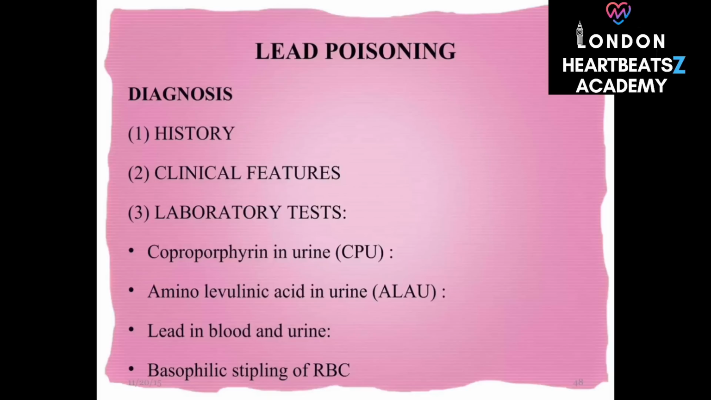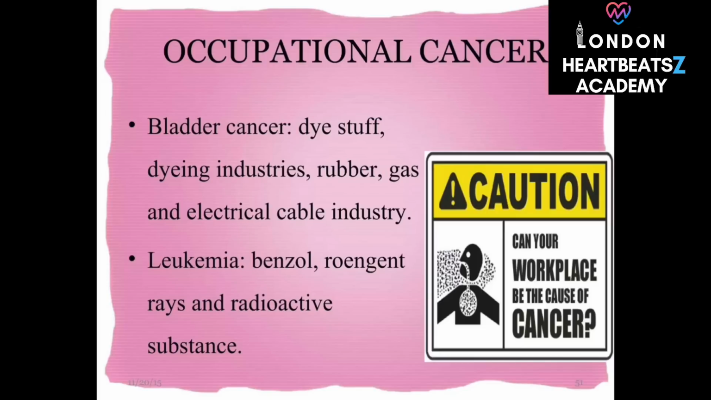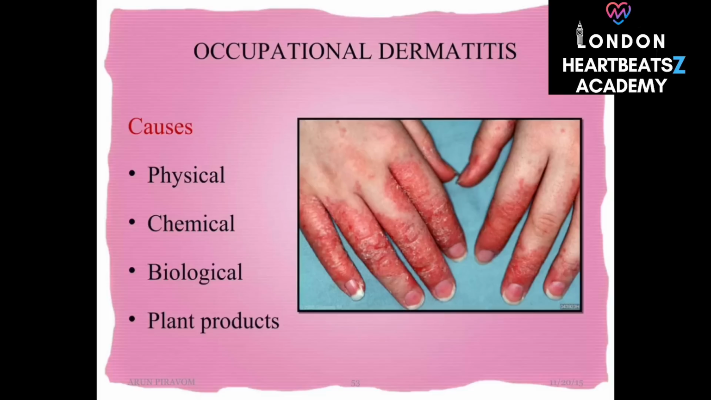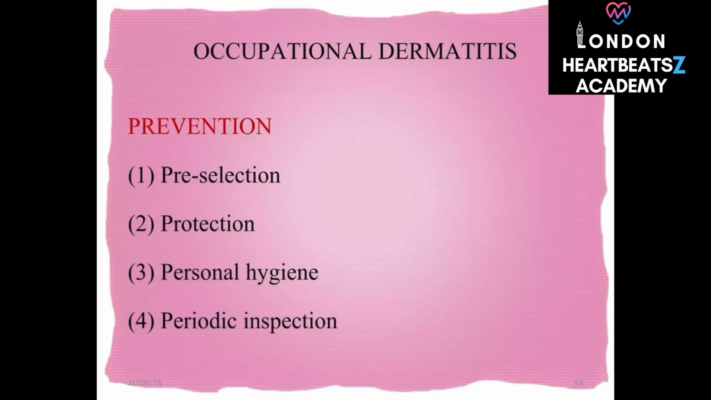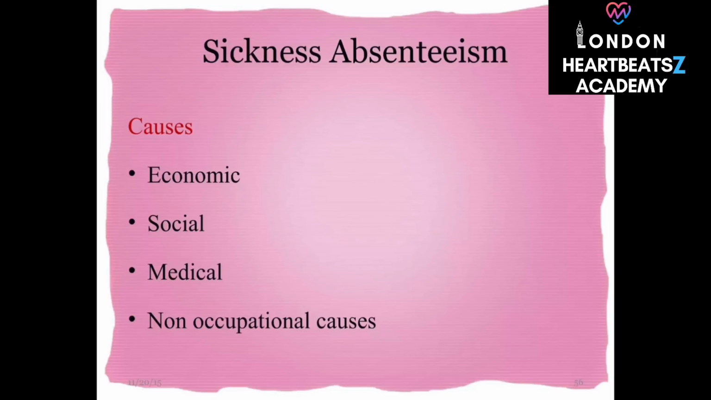Occupational cancer. Various industries pose cancer risks to workers, particularly affecting the skin, lungs, and bladder. The presentation emphasizes the importance of controlling carcinogenic substances and implementing protective measures. Dermatitis and skin conditions. Workplace skin conditions can arise from physical, chemical, and biological factors. Prevention focuses on pre-screening, protection, and maintaining good hygiene practices.